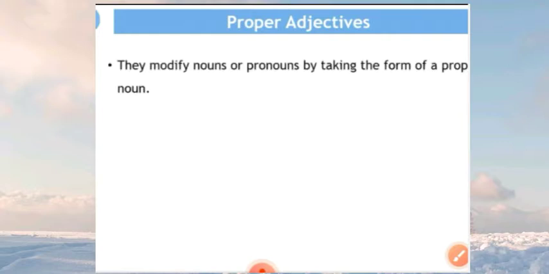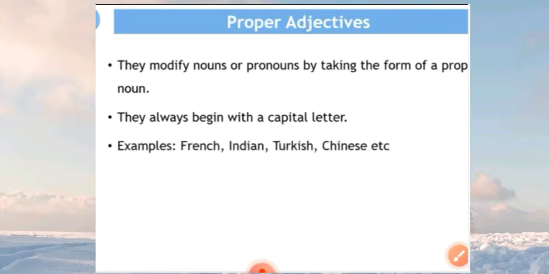Now, proper adjectives are adjectives that modify nouns or pronouns by taking the form of a proper noun. And because they take the form of a proper noun, they always begin with a capital letter because, as you know, we always capitalize proper nouns. So some examples of proper adjectives would be words like French, Italian, Turkish, Chinese, Spanish, Japanese, Indian, etc.